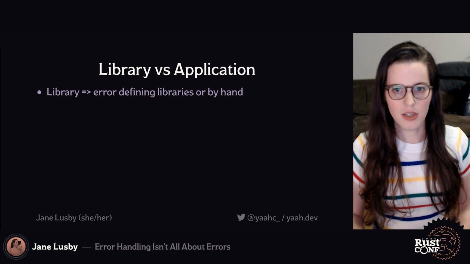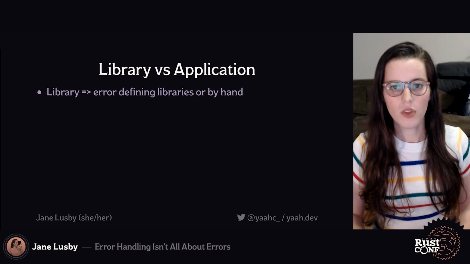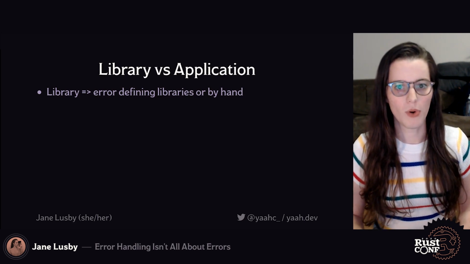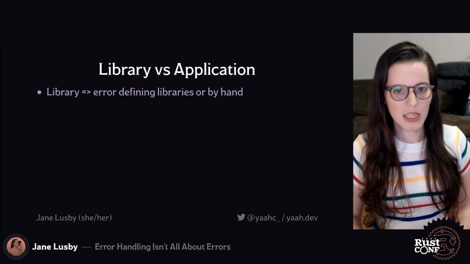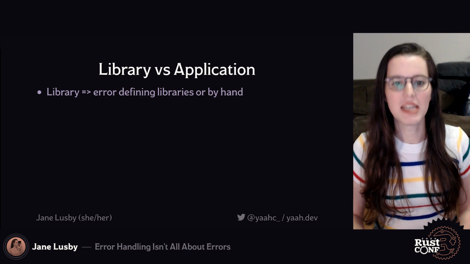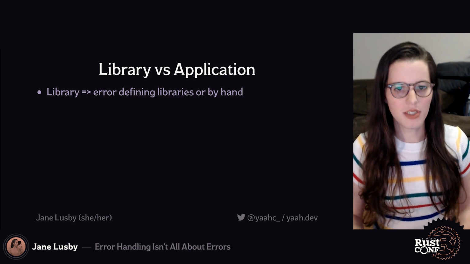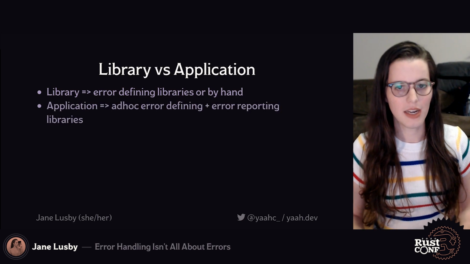For applications, on the other hand, we know which errors we're going to handle versus report, and we usually handle errors close to where they're returned. We will need to create new errors, but usually this is only for errors that we wish to report. And we need to be able to report arbitrary errors because applications usually work with errors from many sources. All of this pushes us to use error reporting libraries like error and anyhow.